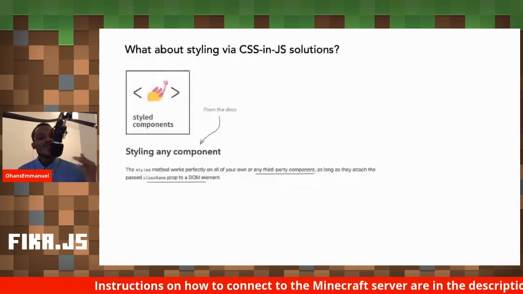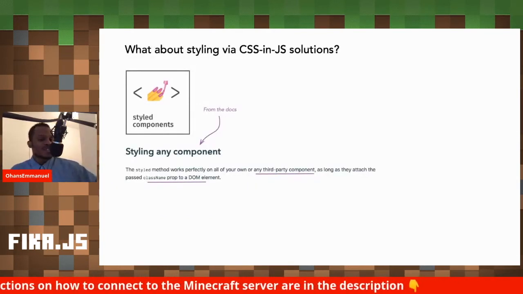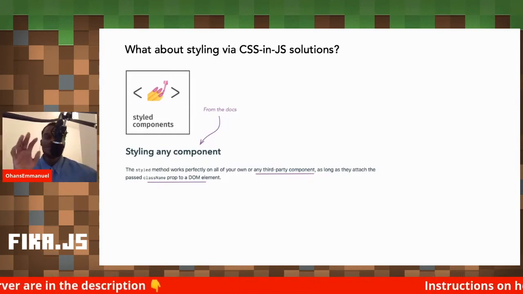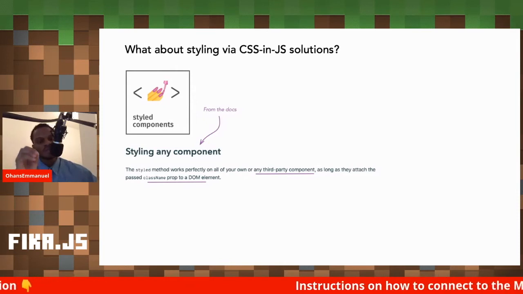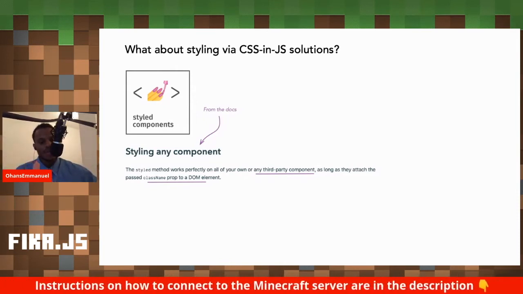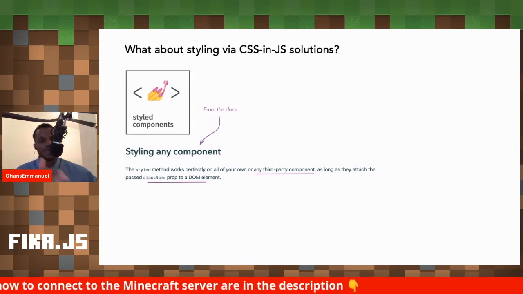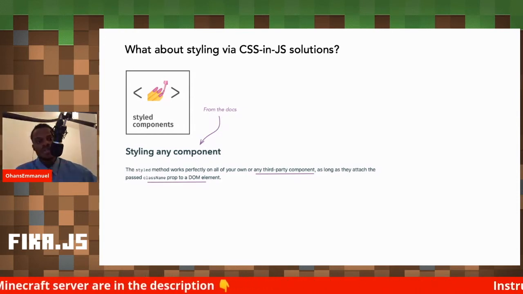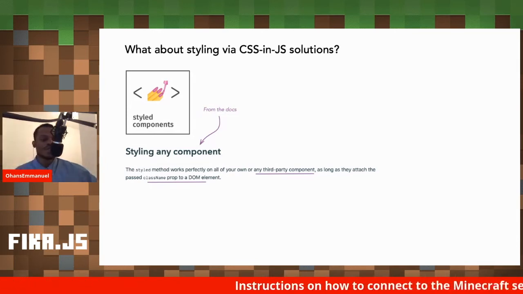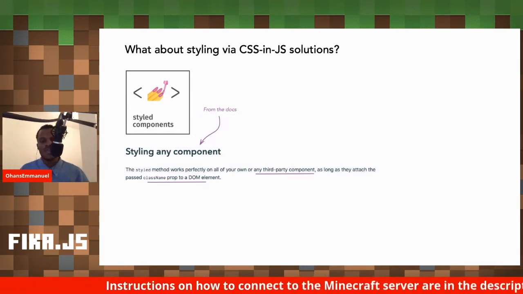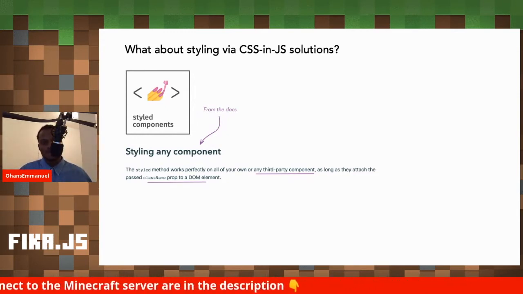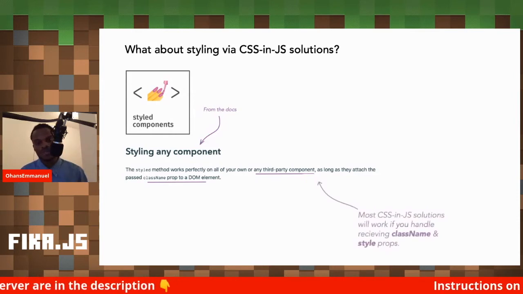Now, what about CSS and JS solutions? So if your users want to use styled-components, or they want to use Emotion, or they want to use Glamor, what about that? Now, if you handle the previous cases where it's possible to override styles by passing a class name or a style prop, most CSS and JS solutions are going to work as well. So it doesn't matter which solution they're using, it's also going to work. So as long as you do that, you accommodate for all other options. Pretty simple and pretty powerful as well.